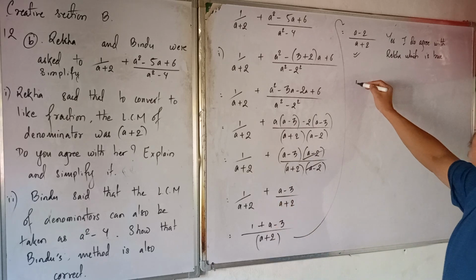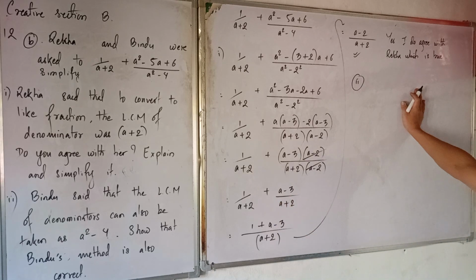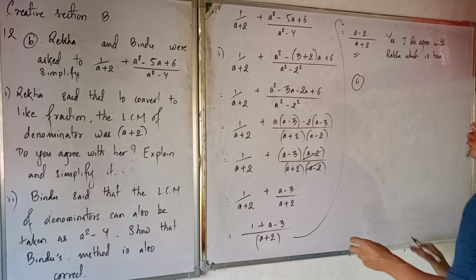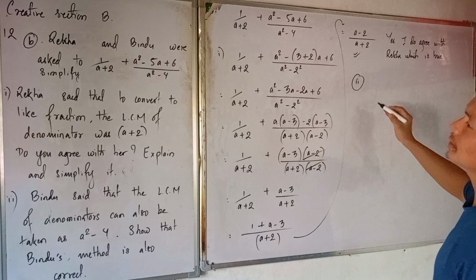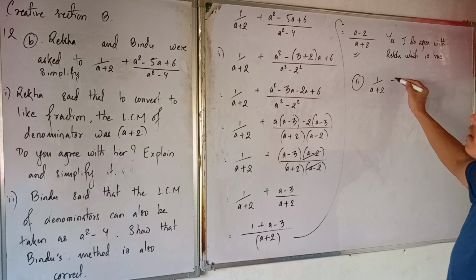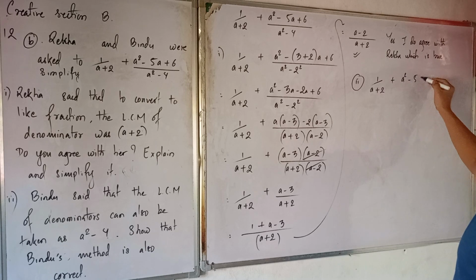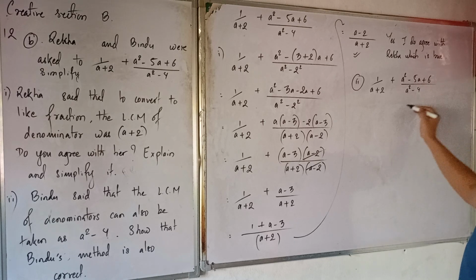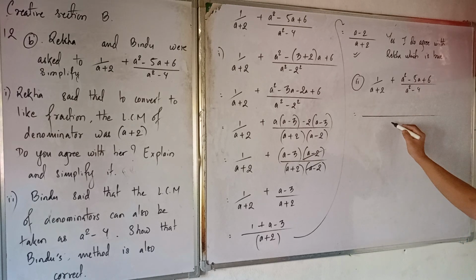Now let's move on to number 2. Bindu said that the LCM of the denominators can also be taken as a square minus 4. So according to Bindu's opinion, the question is 1 by a plus 2 plus a square minus 5a plus 6 divided by a square minus 4. According to her concept, the LCM can also be taken as a square minus 4.